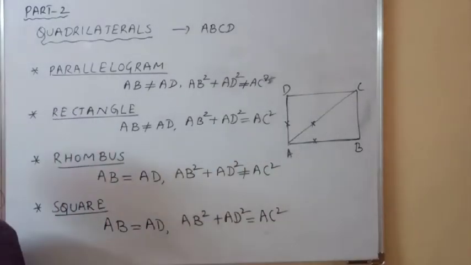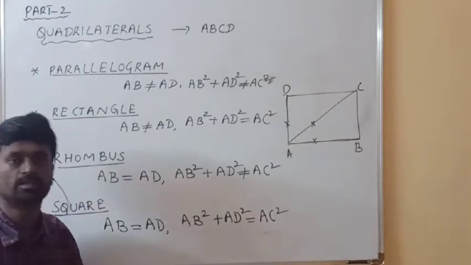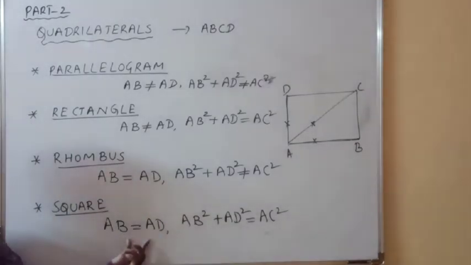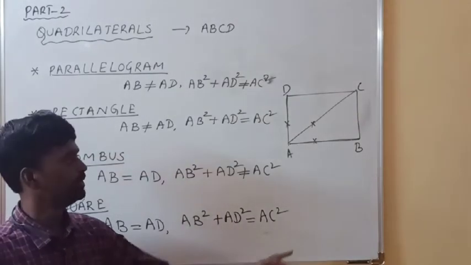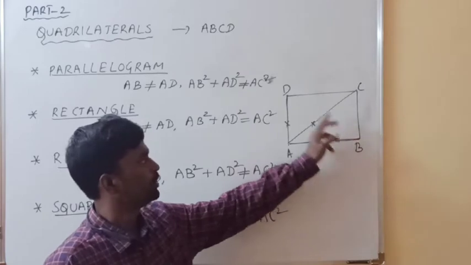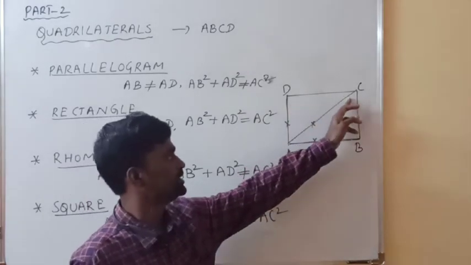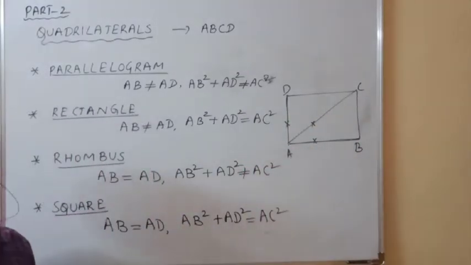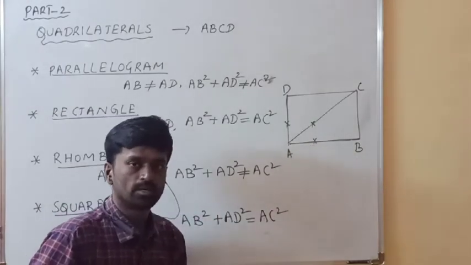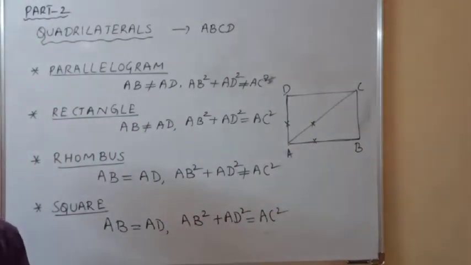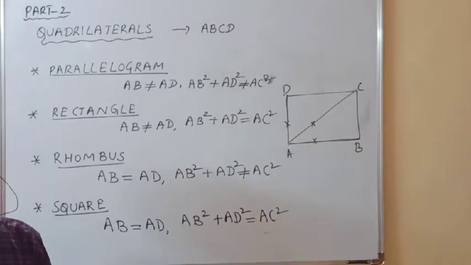AC square. Then the quadrilateral formed by the given 4 points A, B, C, D is a square. Because from this we can conclude all sides are equal. From this we can conclude angle B is 90. Automatically angle D is 90, angle C also 90, angle A also 90. So all sides are equal and adjacent sides are perpendicular. Then what can we conclude? It is a square. Okay.